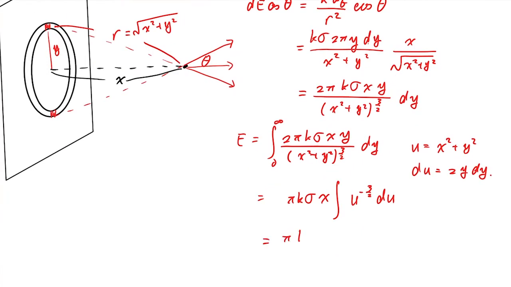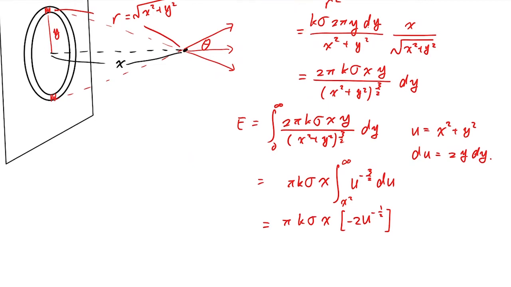So we have pi k sigma x and then u to the negative 1/2 power, therefore negative 2. Forgot to write down the limits of integration, so let's do that. Substitute 0 into y, so you have x squared. And substitute infinity, so it's infinity. Remember last time it was x squared plus y squared. But in a proper integral, you're supposed to take the limit as y approaches infinity, but let's just substitute infinity here. Okay, so we have x squared to infinity.